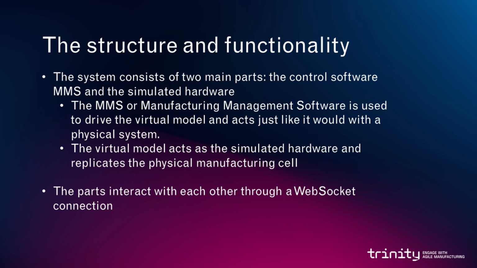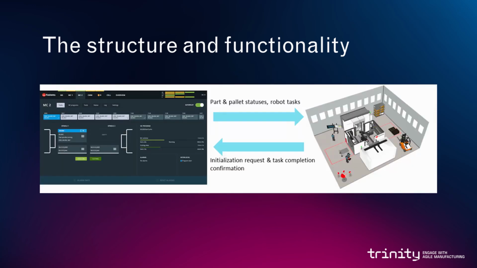The components interact with each other through a WebSocket connection. They exchange information about the current state of the cell, devices, and the robot. The control software sends transport tasks to the robot, and the robot will inform the control software once it has completed the requested transport tasks. In addition, updates to the part and pallet locations are sent to the cell to keep it up to date about any additions or removals.